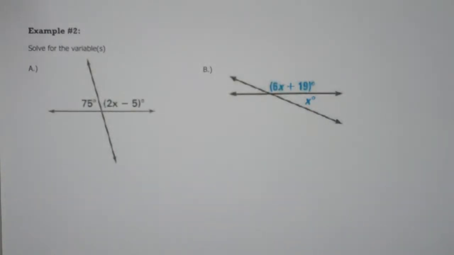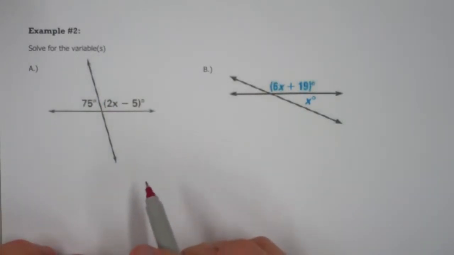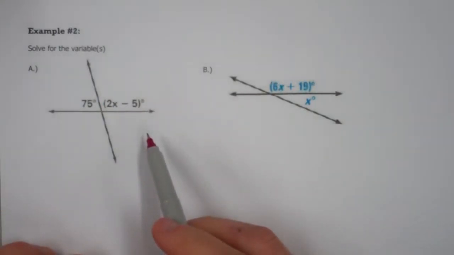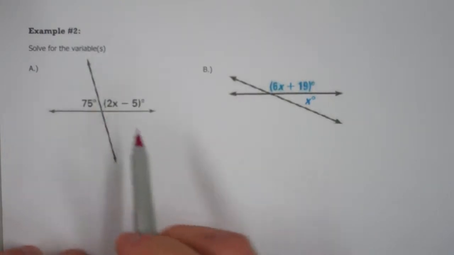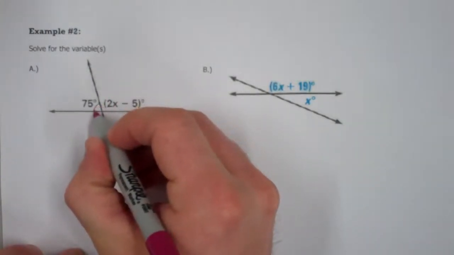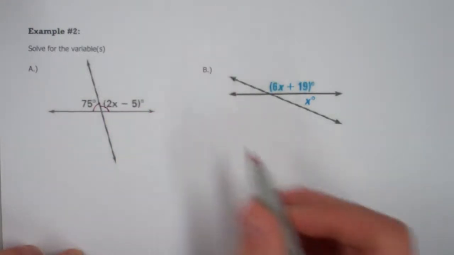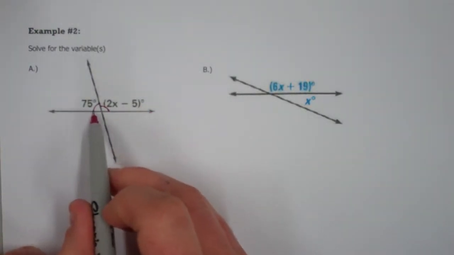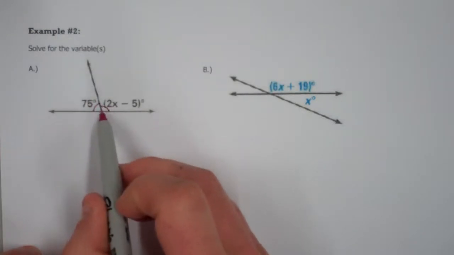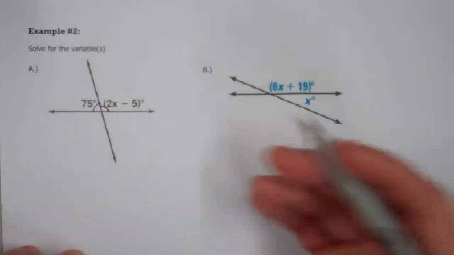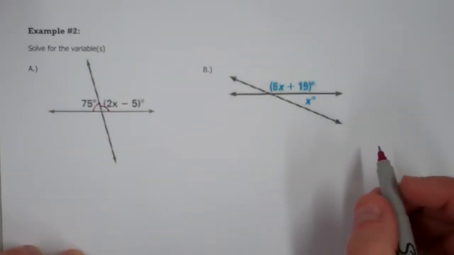In this example, we want to solve for the variables. We don't actually have to figure out the angle measures of the entire diagram. We just want to solve for the variables. Let's take a look at this diagram and see what we can figure out about this angle, 75 degrees, and this angle, 2x minus 5. It looks like they're a linear pair. They share a side, and they form a straight line together. And we know a linear pair of angles is supplementary.